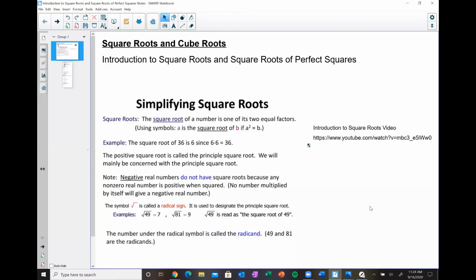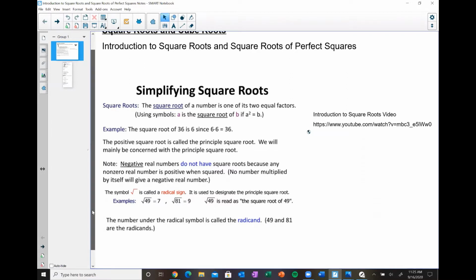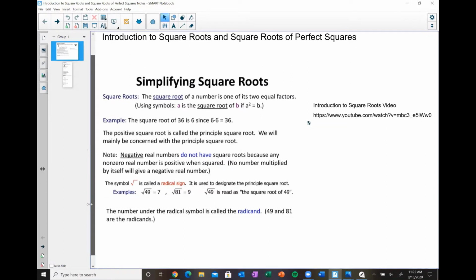Hello, my 8th graders, and welcome back to my math session. Today we are still talking about square roots and cube roots, which I'm going to get into in today's lesson. Just a little recap of what we did on Monday. We talked about square roots, and as you can see on the screen I'm sharing, this is a review of Monday.